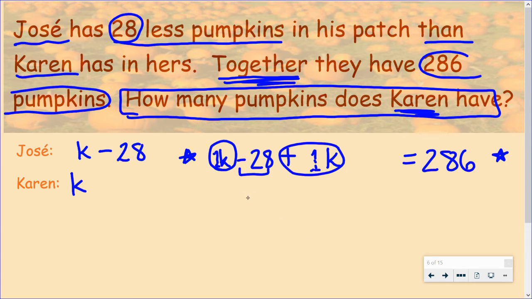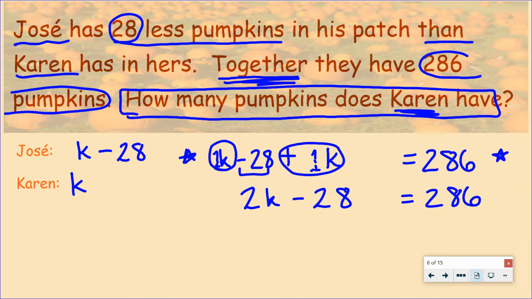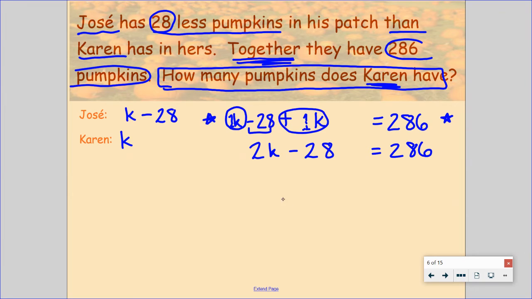So if we put the k's together, we'll find quickly that we have 2 k's. Subtract 28 equals 286. And now some of you are ready to start flying, aren't you? So first, if our final goal is to get what is k equal to, we got to get rid of the 2 and the 28. But we're going to get rid of that 28 first. That has nothing to do with Karen's pumpkins. So how do we get rid of that minus 28? We're going to add 28.